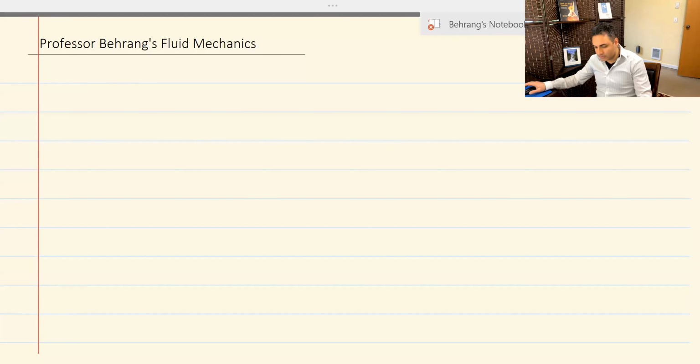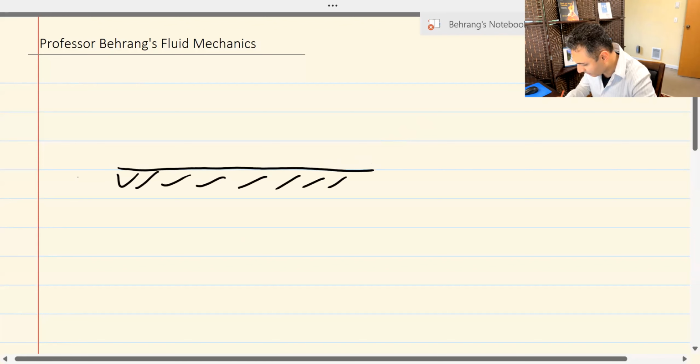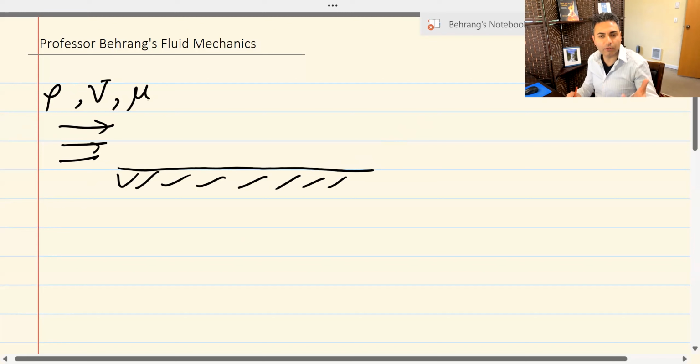So for this case, something that you are probably familiar with, that's why you looked up this video. If you have a flat plate like this, so you have a flat plate and some fluid with the velocity of V is going over it. Let's say the density of the fluid is rho and the viscosity of this fluid is mu. It could be air over a flat plate, like from a fan.